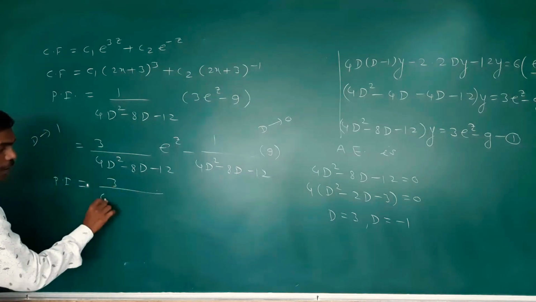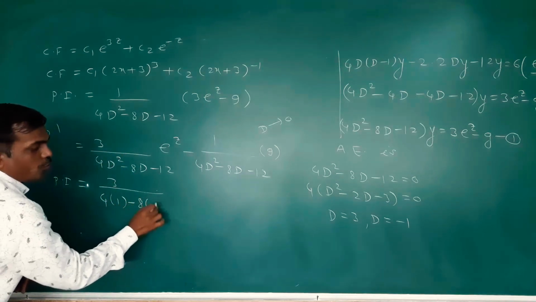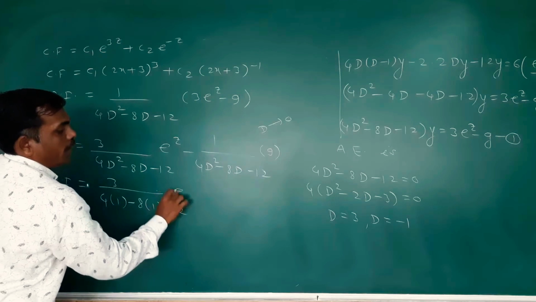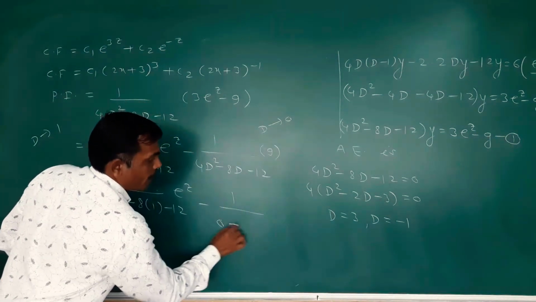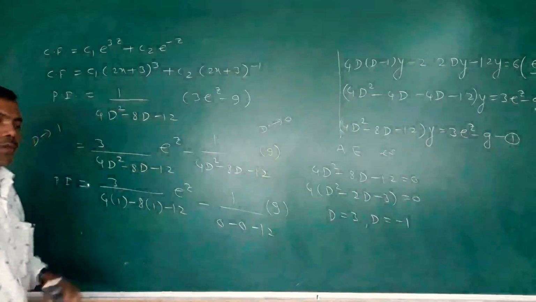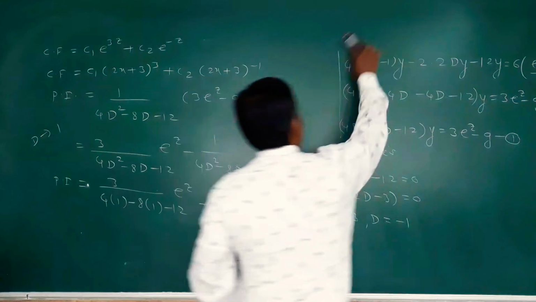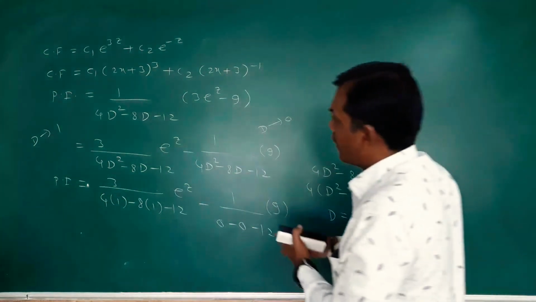3 by 4 into 1 squared is 1 minus 8 into 1 minus 12 e raised to z minus 1 upon, this is 0, 0, minus 12 and 9 as it is. So complete your answer. Do your calculation and tell me the next step.